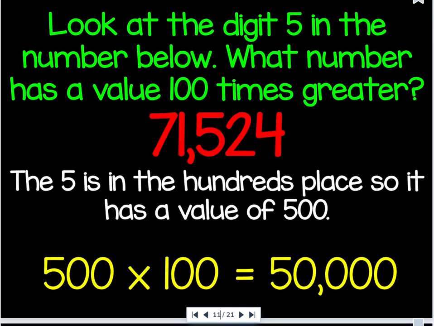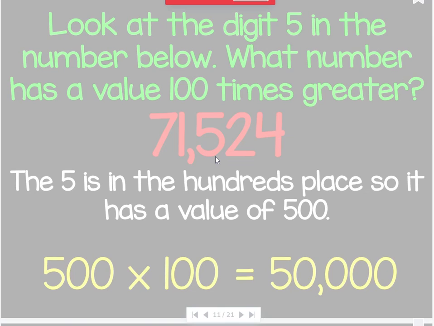Look at the digit 5 in the number below. What number has a value 100 times greater? So once again, the first thing I'm going to do is identify the place and the value. The 5 is in the hundreds place, so it has a value of 500. 500 times 100 equals 50,000.